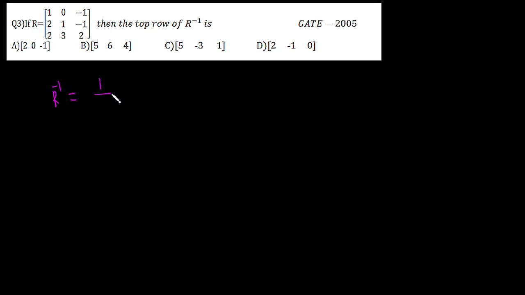So we have to first find the determinant of this R and put it in the denominator, and we have to multiply it with the adjoint of this matrix. Here it is R. So first of all we need the determinant to find the adjoint, sorry, the inverse. So let's first find the determinant of this matrix.